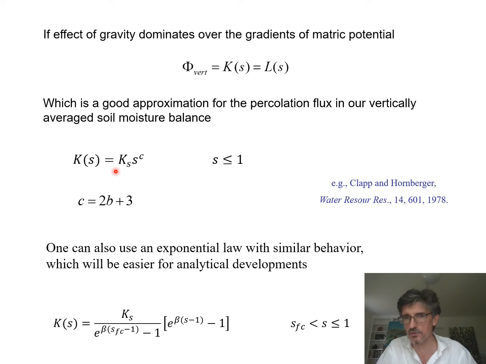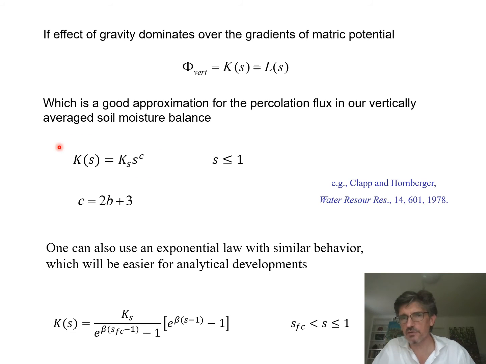The shape, therefore, of Ks is K sat, K at saturation, the saturated hydraulic conductivity, times the relative soil moisture raised to a power C. Now, this power C has been empirically or semi-empirically related to the exponent B of the retention curve. There is a short explanation of how this comes about in the notes that I gave you, which I suggest you read. But the bottom line is that if B was already a relatively large number, remember between 4 and 11, C is now an even bigger one. So it's 2B plus 3.